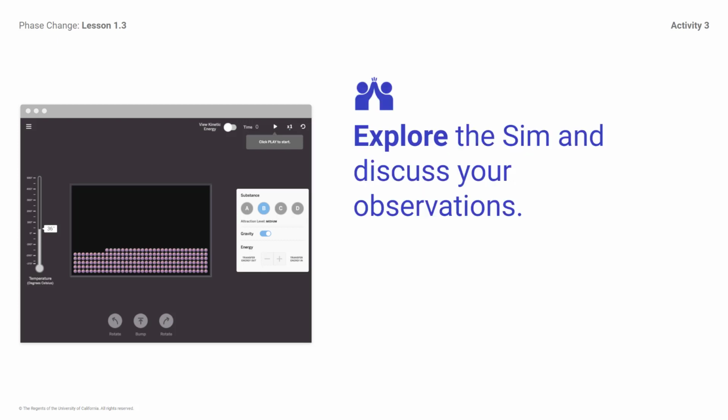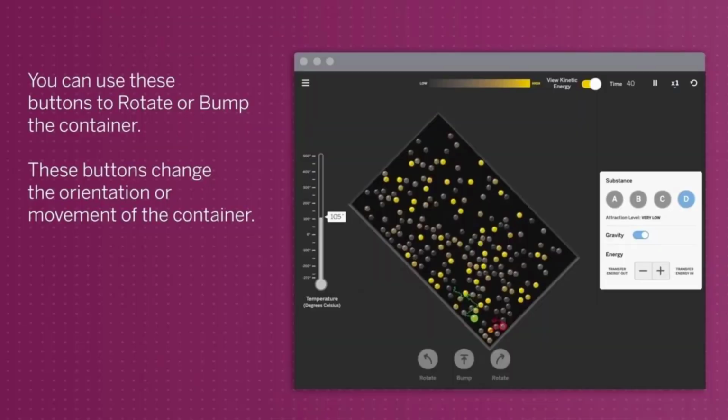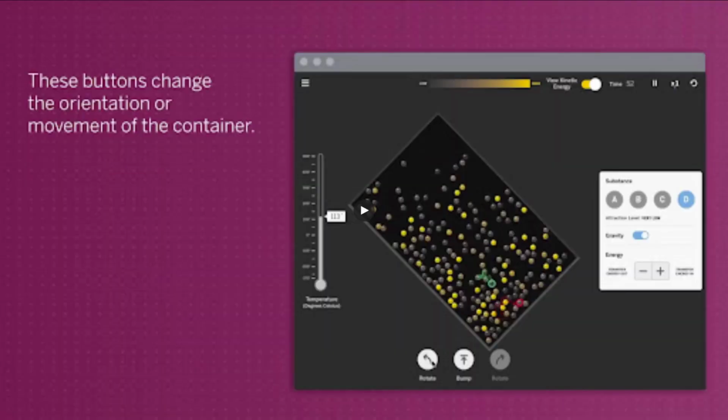Explore the sim and discuss your observations. Choose one or two questions about the sim to discuss. 1. What was interesting to you about the sim? 2. What could you do or change in the sim? 3. What features of the sim seem important? 4. What do you think you can learn from the sim? Students, if you are not familiar with the sim, play the video.